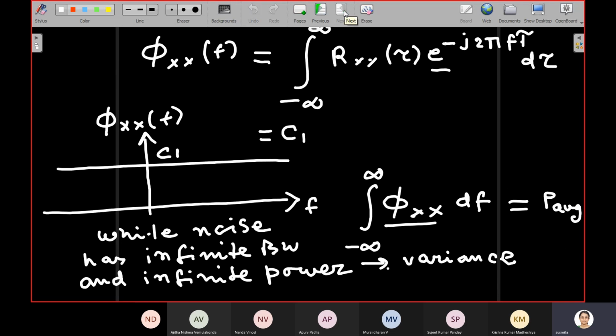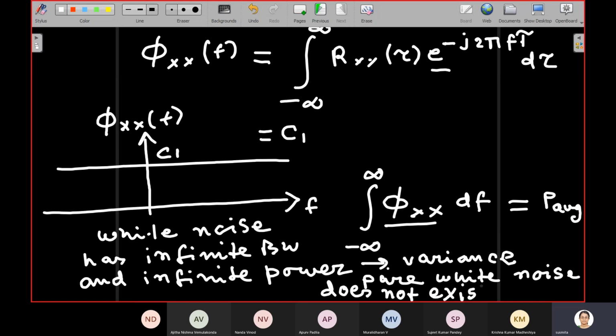Now a process which has infinite bandwidth and infinite power cannot exist in reality. So it is actually an abstract mathematical concept. Pure white noise does not exist in reality. Okay? Now why is it called white? Because it has all the frequency ranges. It includes all the frequency components, and that's why we call it white. White noise, just like white light. But it does not exist in reality because we cannot generate a process with infinite power.